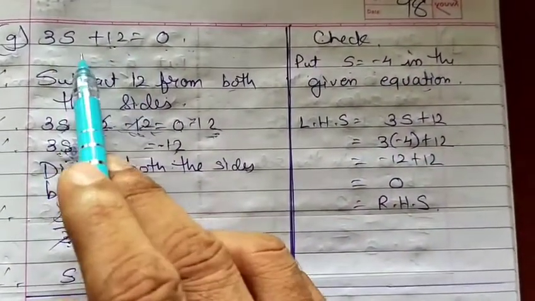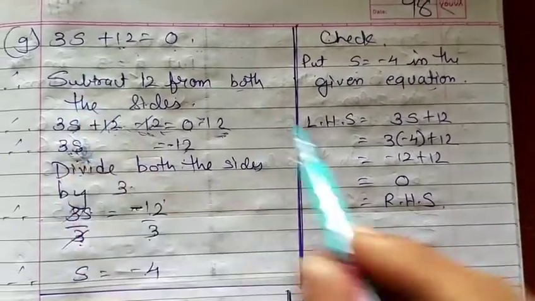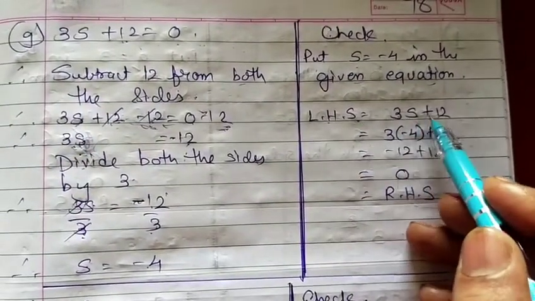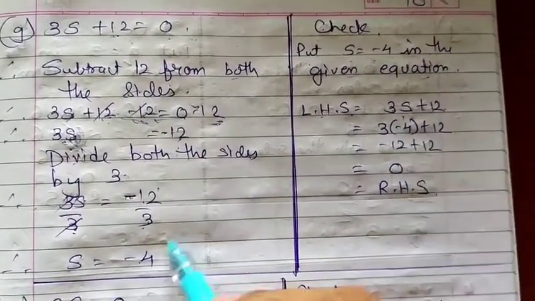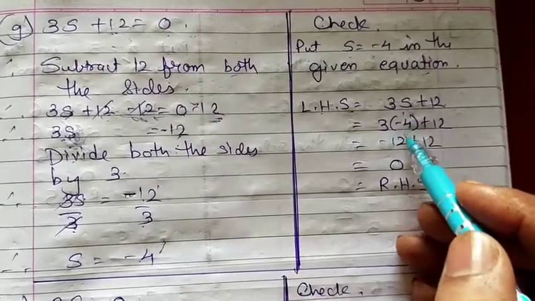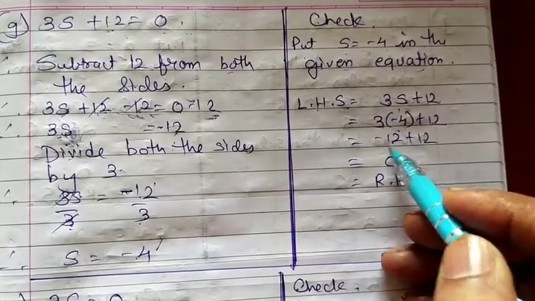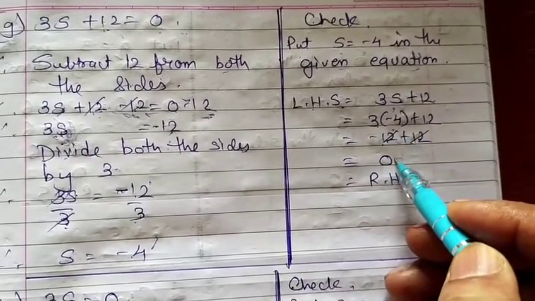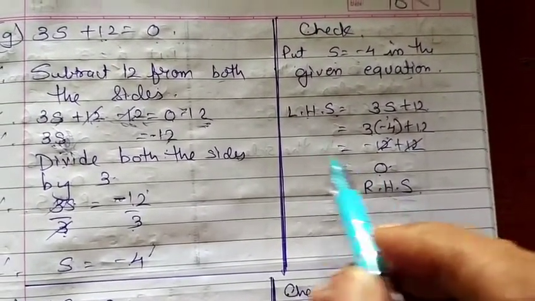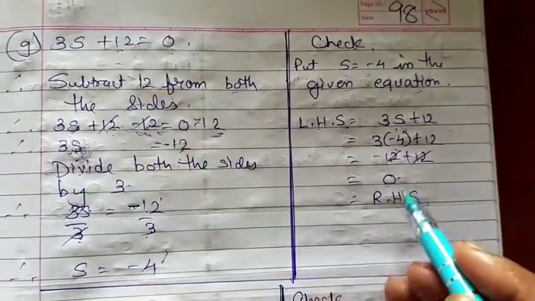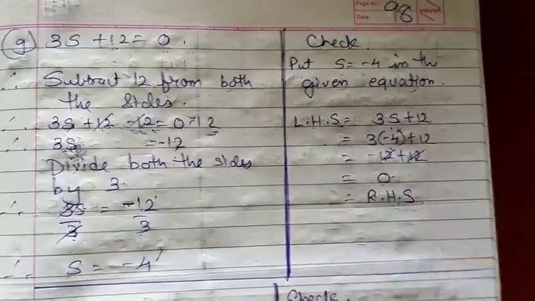Write down the value of the expression on your left hand side. Now left hand side equals 3 times s plus 12. Now in place of s, write down this negative 4. Substitute the value of s by negative 4. 3 4s are 12, negative 12, and 12 as it is. Minus 12 plus 12 will get cancelled, and you will get 0. Now see whether it is there in the question on your right hand side. Yes, it is there. So write down equals to RHS. We can say that LHS equals RHS.